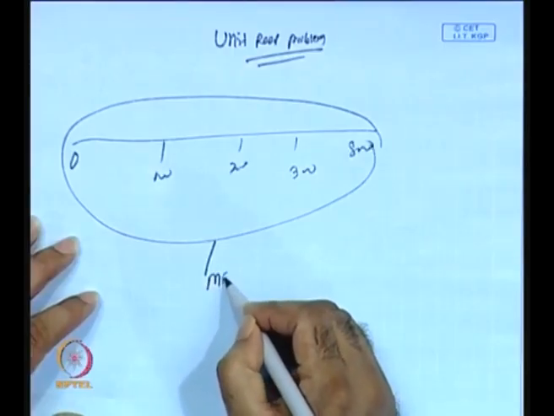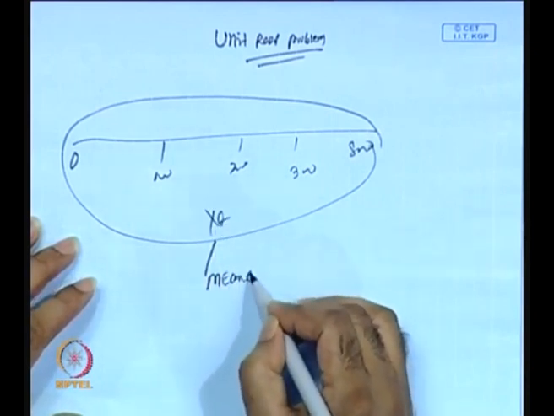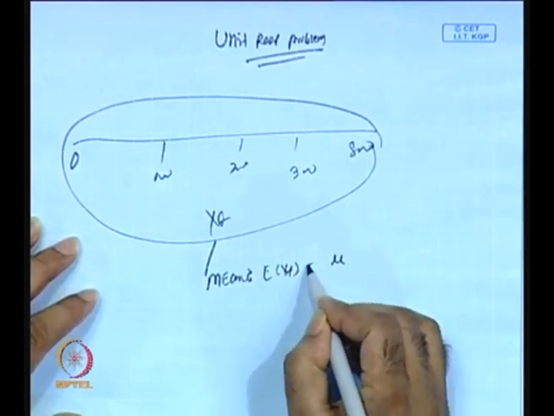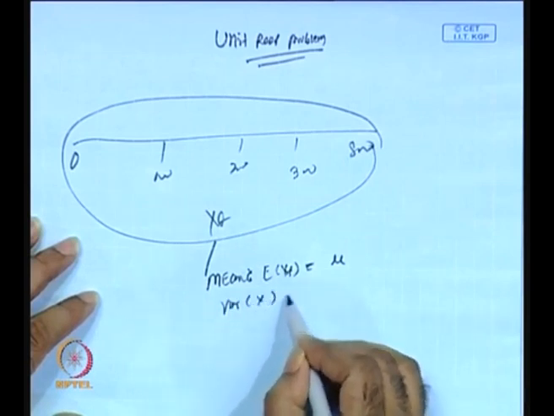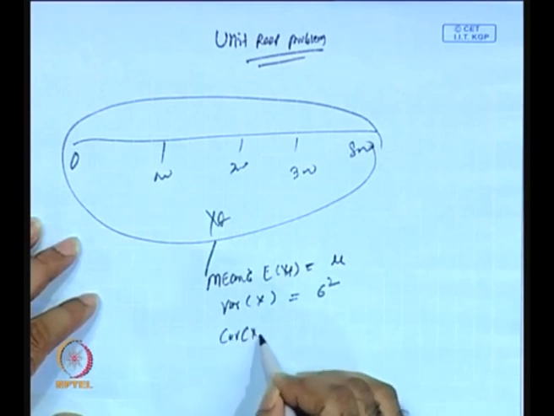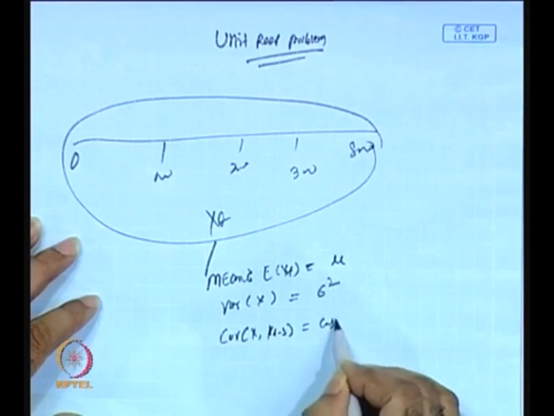Unit root has three aspects. Let us say there is a variable x_t. The mean of x_t must be constant, let us say mu. Then the variance of x_t is also constant, let us say sigma squared, and the covariance of x_t and x_{t-s} should also be a constant.